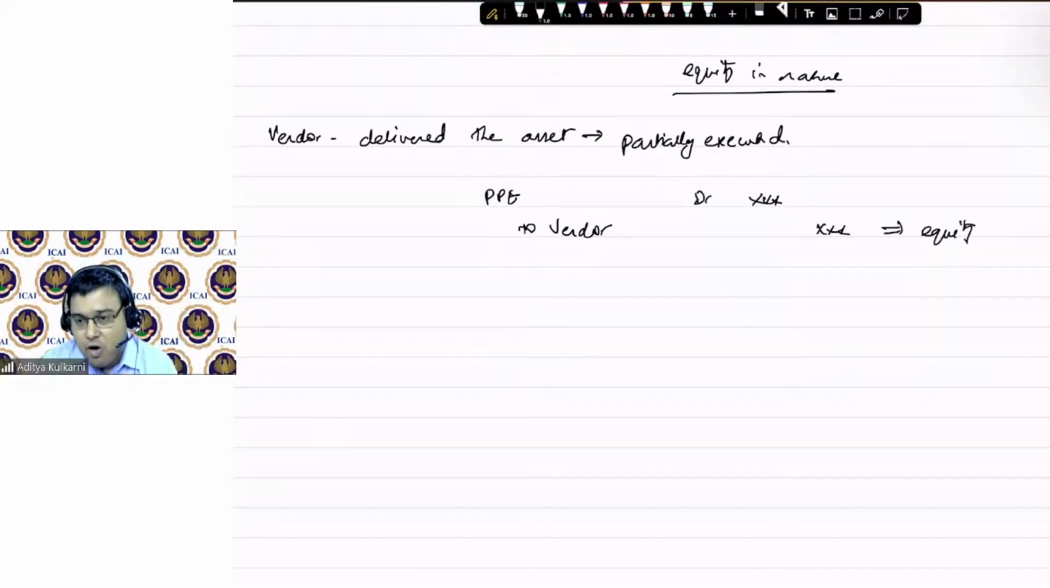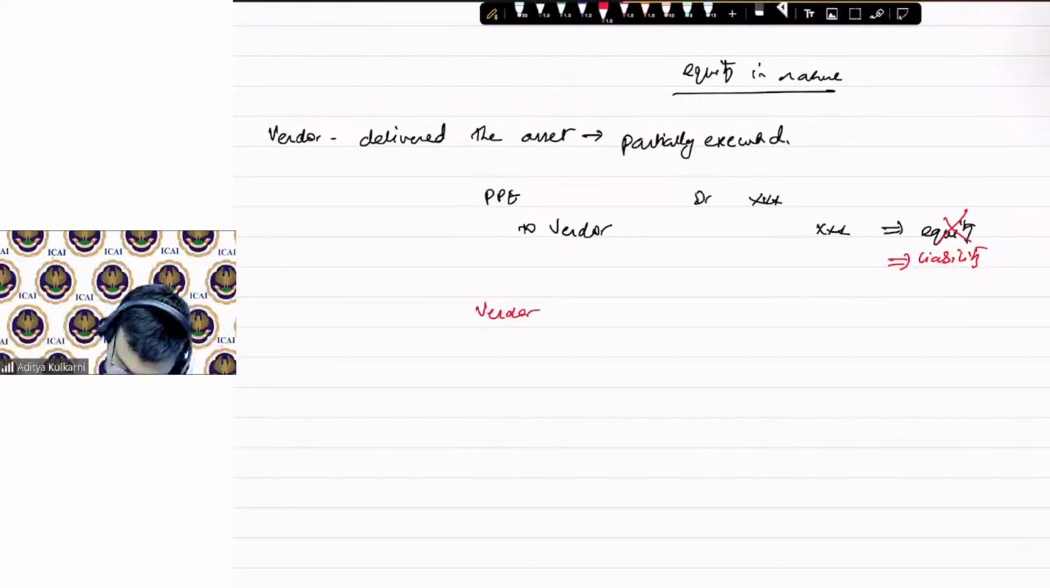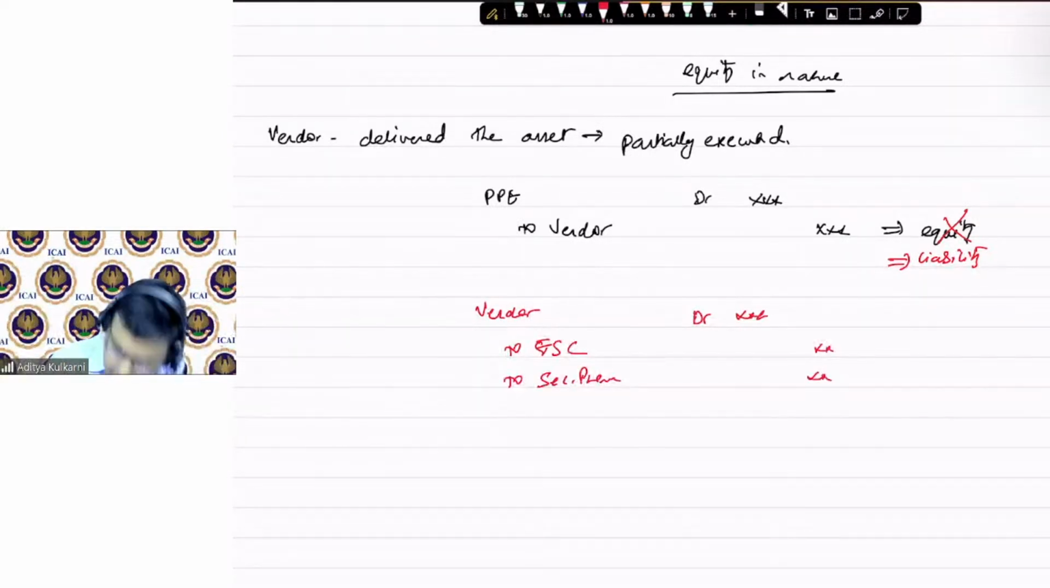Okay, I mean this contract goes and sits under equity. But in the future, if this vendor says, no, I need my 5 lakh rupees, why should I listen to you, then this vendor will continue to be regarded as a liability. Yes, when the settlement actually happens, you will pass the entry: vendor account debit, to equity share capital, to securities premium. So at that point of time, you will be recording the equity shares being issued.